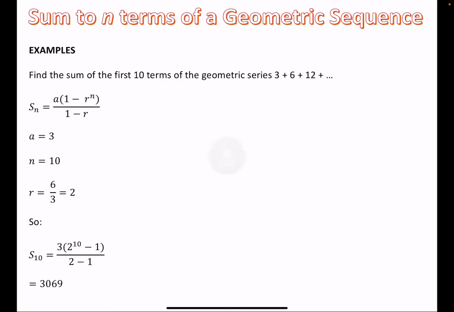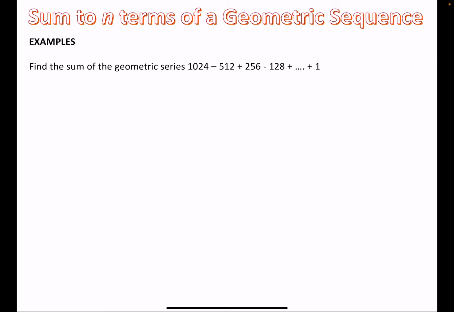Right, this next one's where it gets a little bit more complicated. We're going to find the sum of the geometric series 1024 minus 512 and so on, all the way to 1. Right, there's an issue here, okay, and I'm going to show you where this would go wrong.